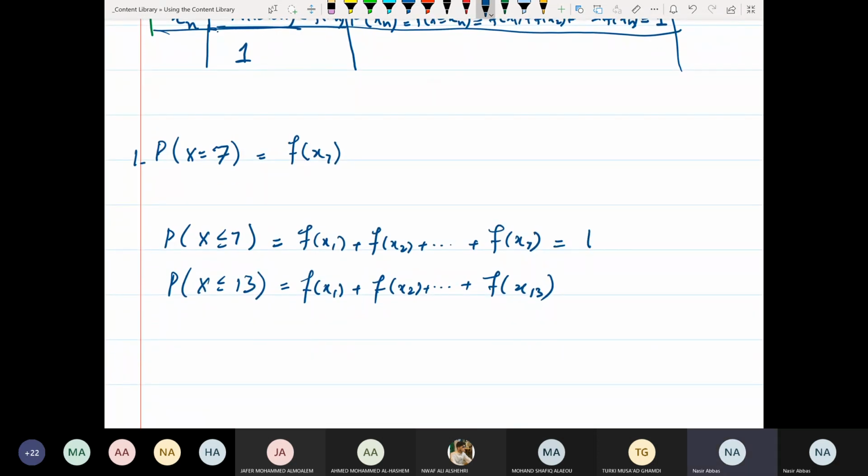So this can be written as capital F of X7. This can be written as capital F of X13. That's the second major use of this probability distribution.